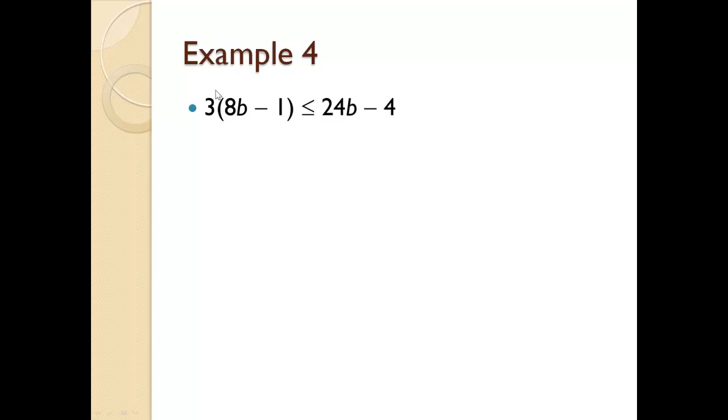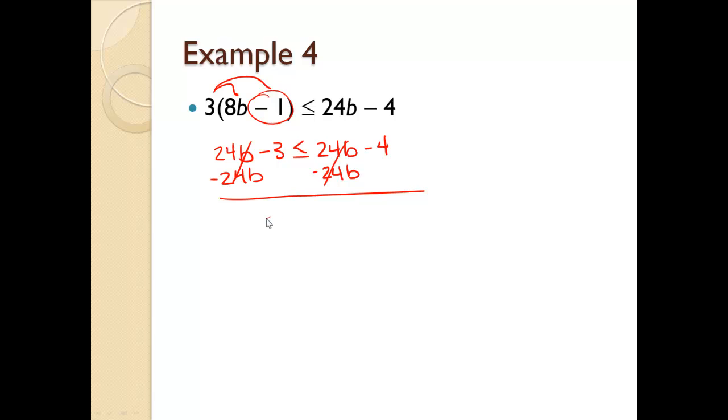Again, get rid of the grouping symbols, so we have to distribute. Okay, when you distribute, keep in mind, this isn't 1, this is -1. So 3 times 8 is 24b. 3 times -1 is -3. Yeah, this kind of looks familiar, huh? Let's see what happens this time, because I guarantee I'm not doing the exact same thing. Okay, again, let's cancel out, leaving you with just -3 is less than or equal to -4.